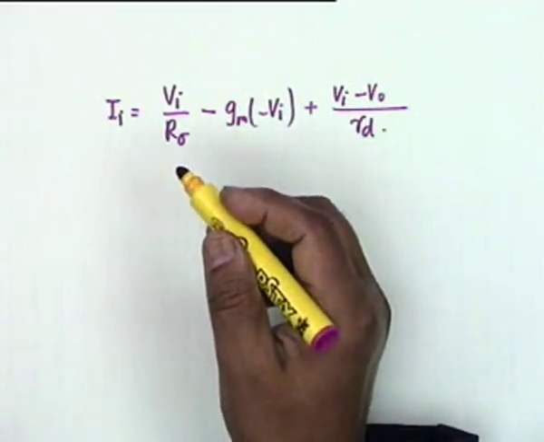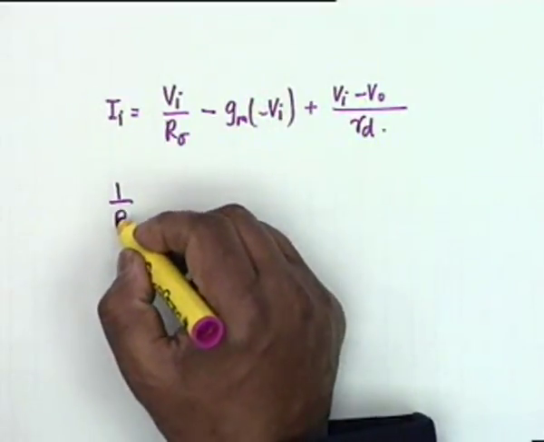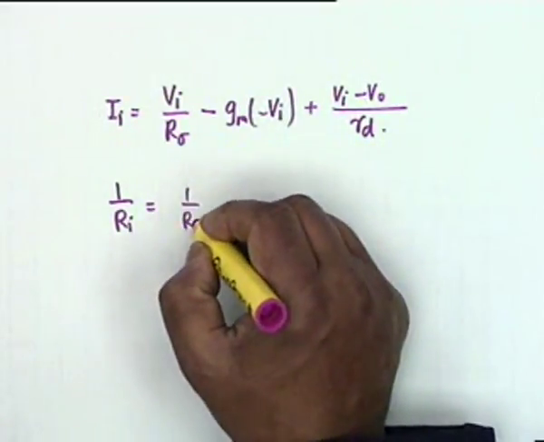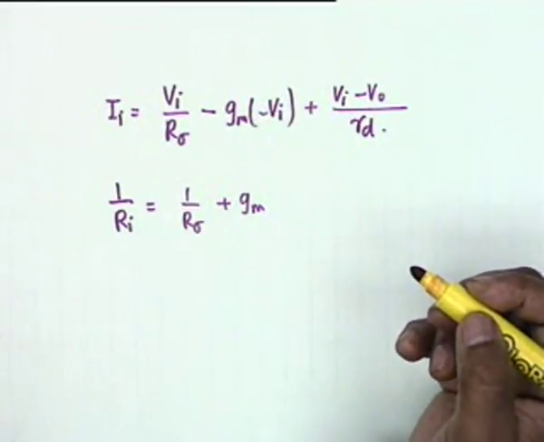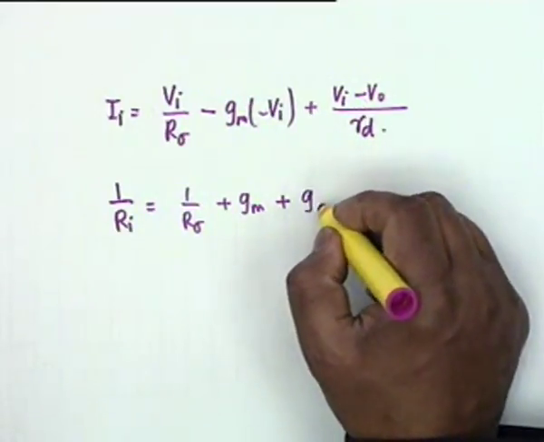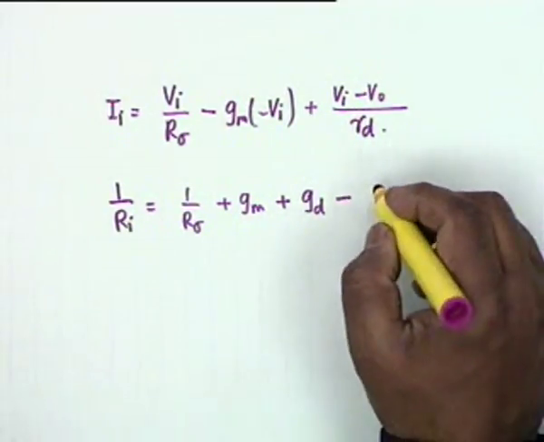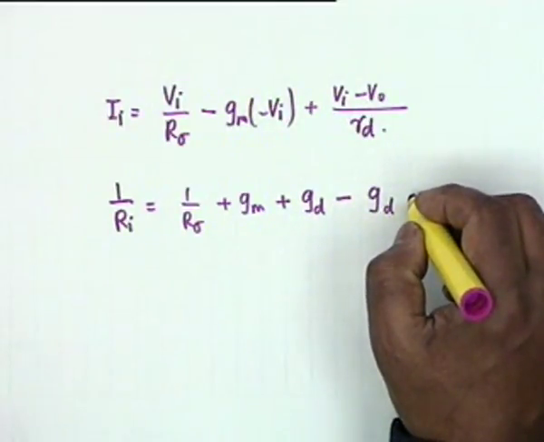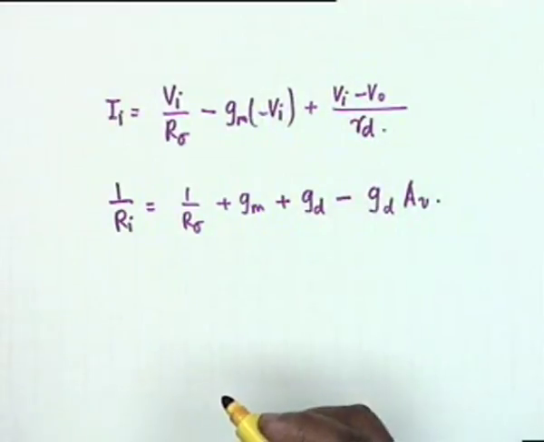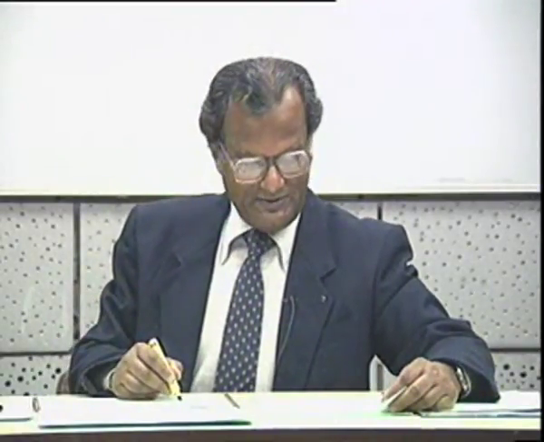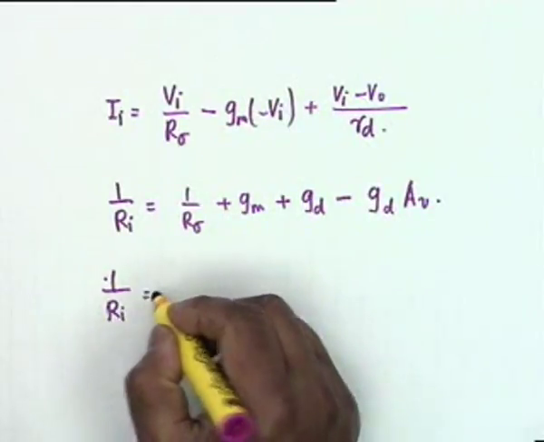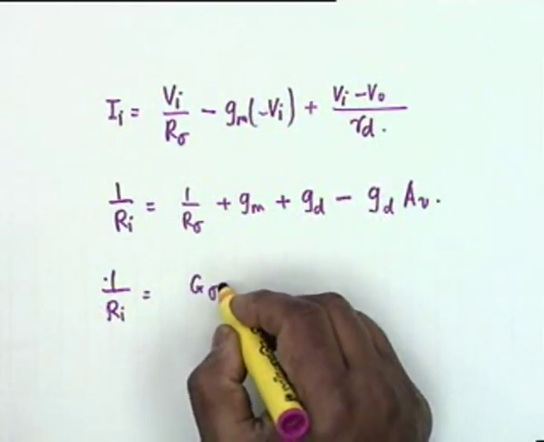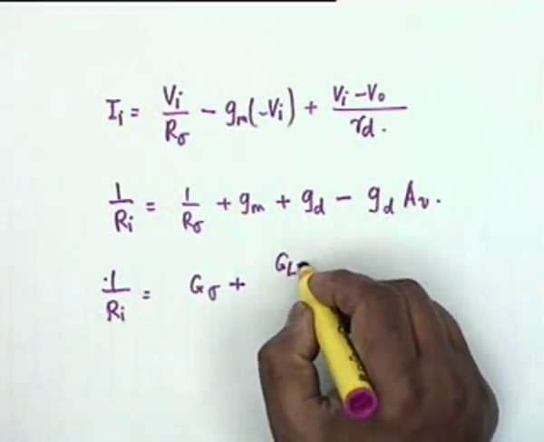Now, you divide by Vi, and then you get 1 by Ri equal to 1 by R sigma plus gm, then plus gd minus gd times Av. That's right. Now you substitute for Av and simplify. It's a bit of algebraic simplification, not very complicated. You get 1 by Ri as equal to G sigma plus GL plus GD.